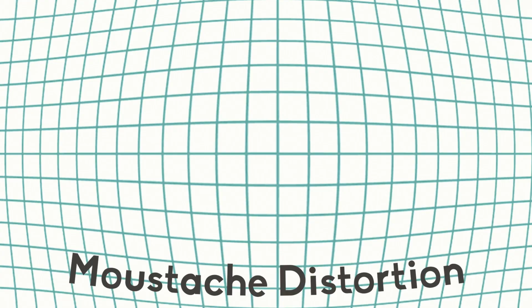Third type is mustache distortion, which is a combination of barrel and pincushion distortion. In this distortion, the straight lines of your image pinch inwards towards the center of your image and then bulge outwards away from the center. This distortion is rarely seen and requires specialized software to correct it. It cannot be fixed with the built-in tools of Photoshop or Lightroom.